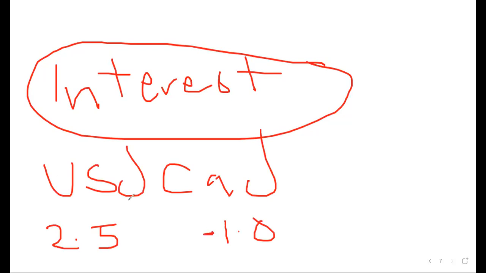For every money you have in the bank, the bank pays you 2.5% on the dollar. Okay? That's in the United States of America. The bank will pay you. I'm using this as an example. I'm not saying that's what's happening now, okay? So the bank will pay you 2.5%.